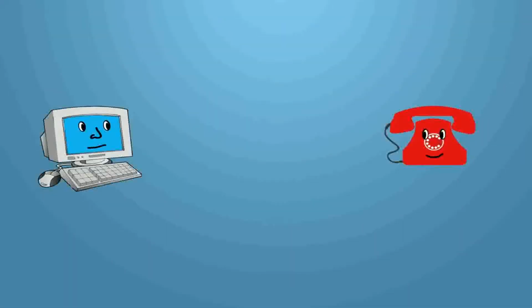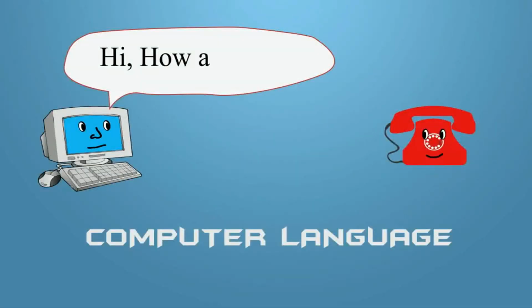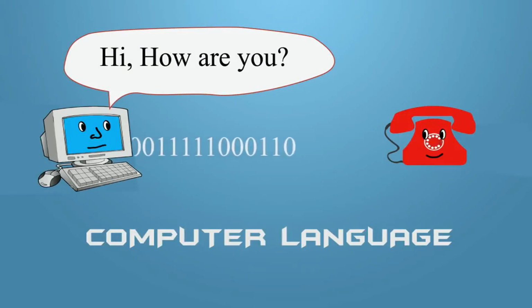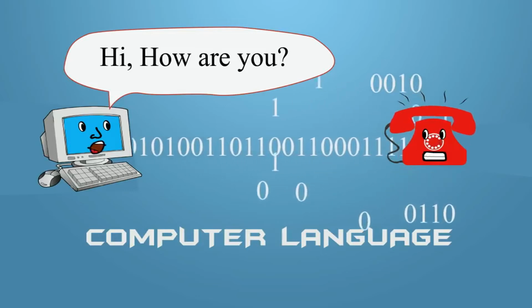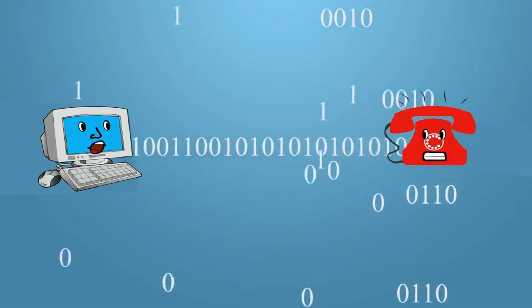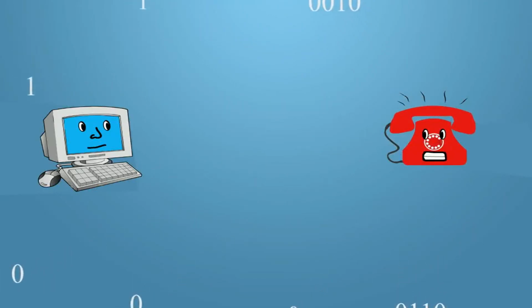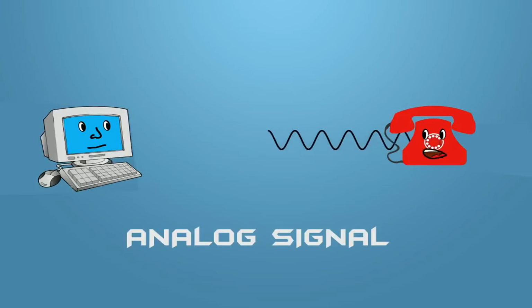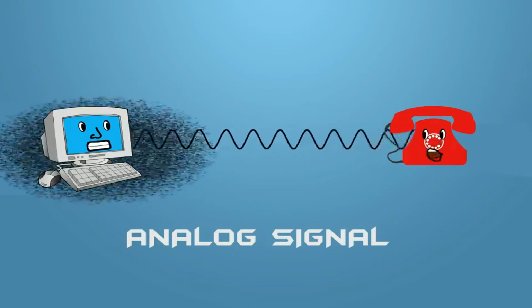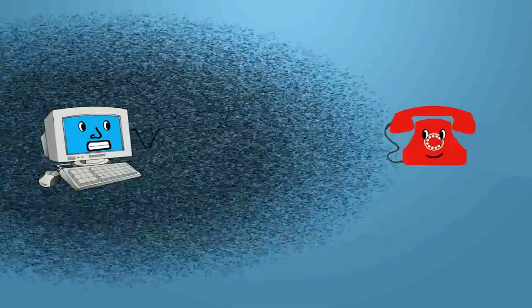The problem is, once we have typed a message saying, "Hi, how are you?" the computer will convert and send the message in the form of zeros and ones, which is the only language that the computer knows, that is, the binary language. But the telephone cannot understand the binary language because it sends and receives messages only through analog signals. Those analog signals cannot be understood by the computer.